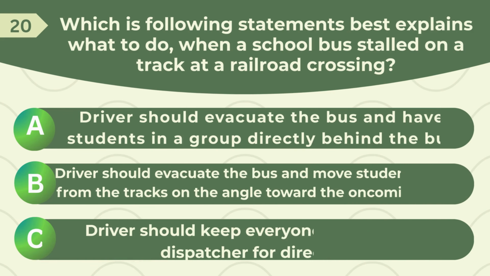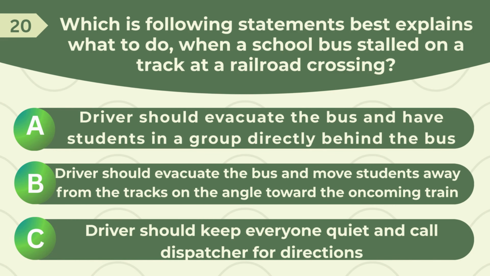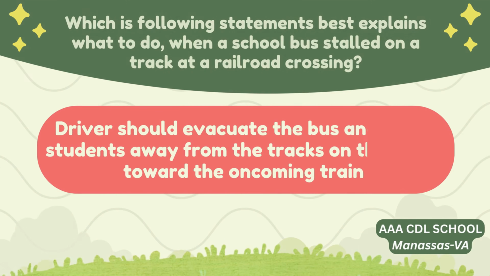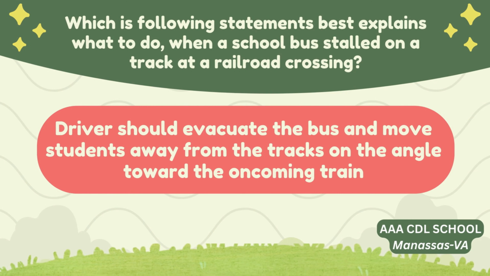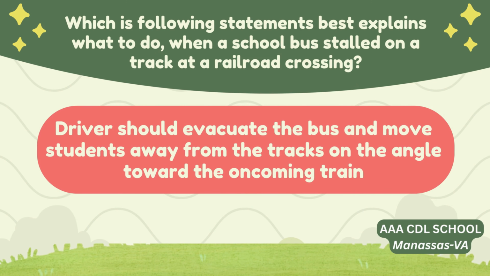Which of the following statements best explains what to do when a school bus is stalled on the track at a railroad crossing? A. Driver should evacuate the bus and have students in a group directly behind the bus. B. Driver should evacuate the bus and move students away from the tracks at an angle toward the oncoming train. C. Driver should keep everyone quiet and call the dispatcher for directions. Correct answer: driver should evacuate the bus and move students away from the tracks at an angle toward the oncoming train.